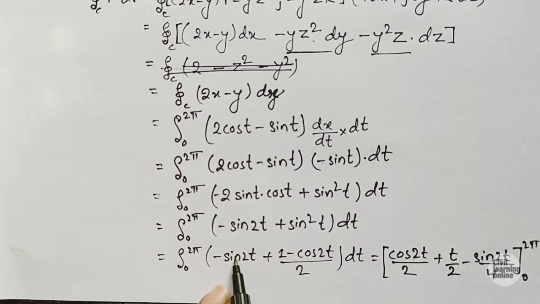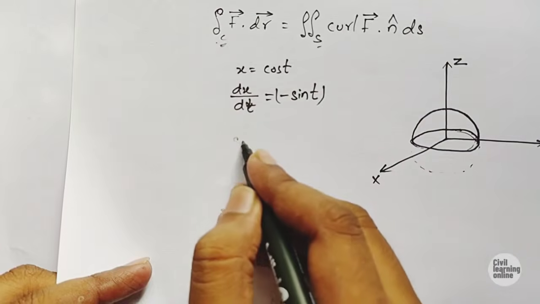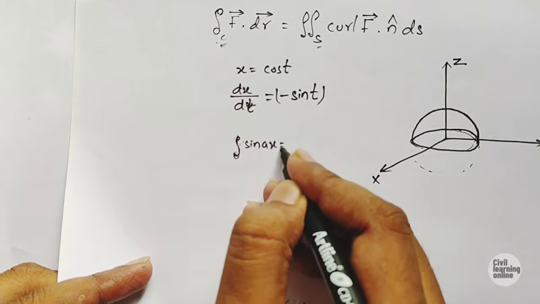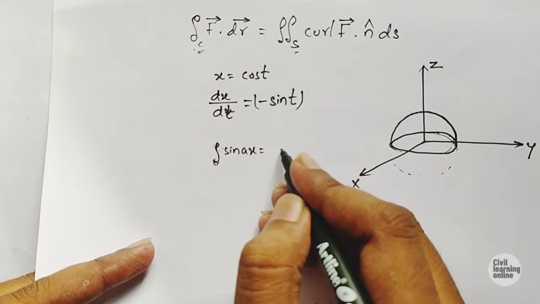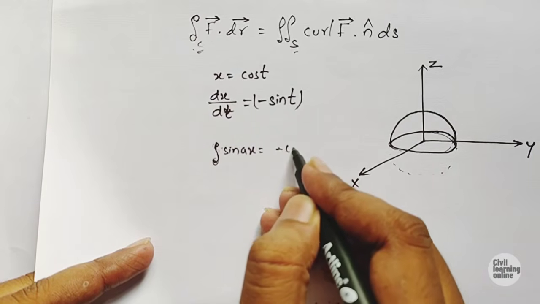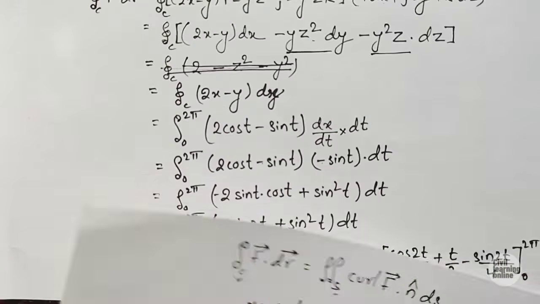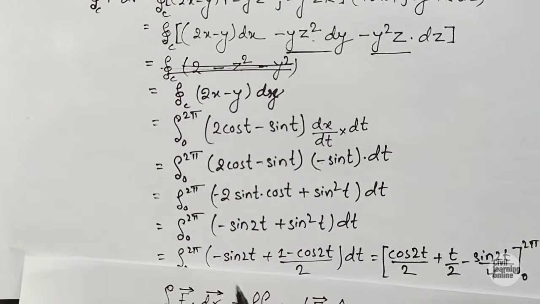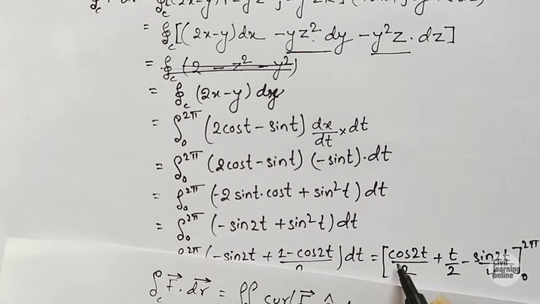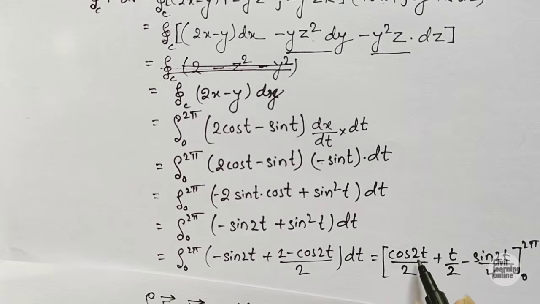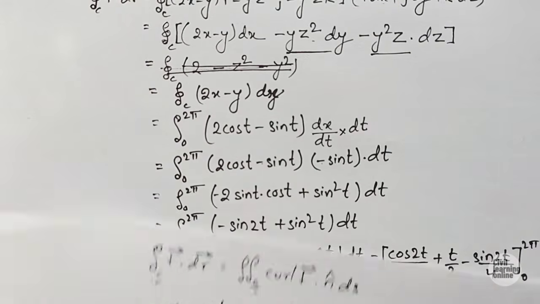So on integrating sin 2t, we have a formula: the integral of sin ax equals minus cos ax upon a. So here, minus sin 2t will give minus cos 2t upon 2, and minus is multiplied with minus, so it gets plus cos 2t upon 2. This is the integration.